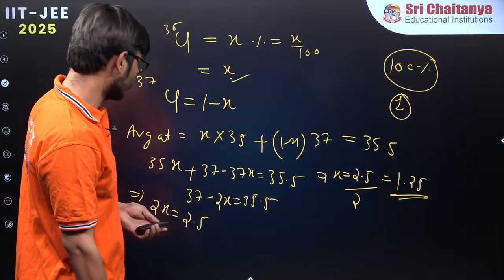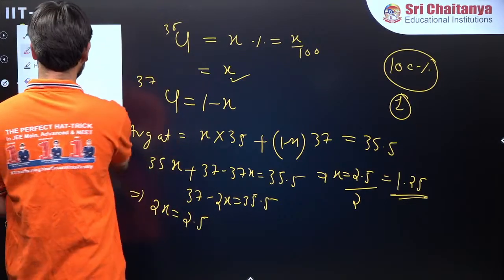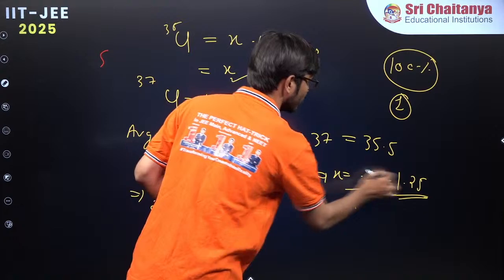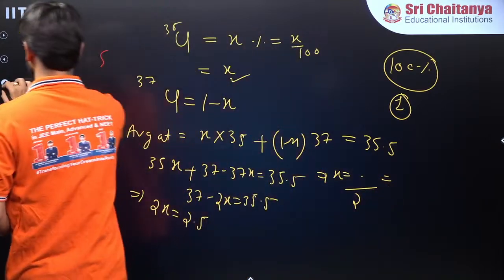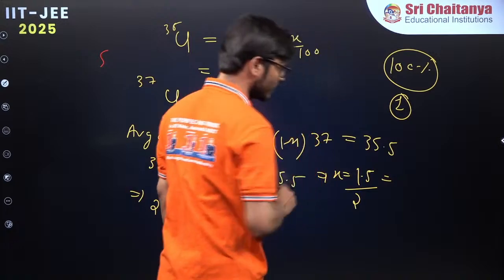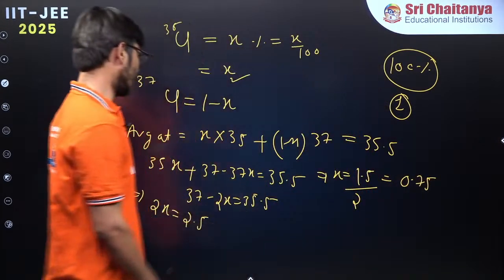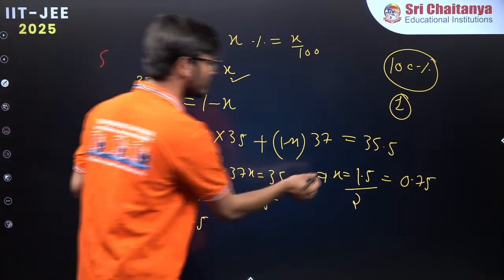1.5 by 2. Yes, sorry, 1.5 by 2. Yes, beta ji. This is 1.5 by 2, which is equal to how much? I think 0.75. Yes. So very easily you can observe what the x value is.